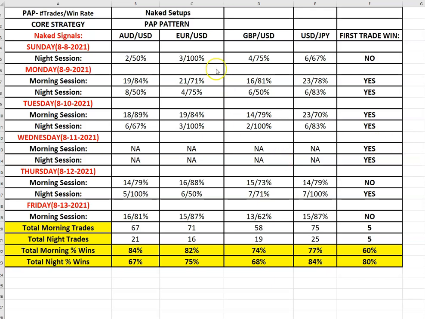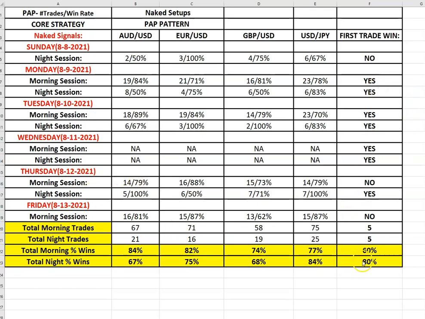All right. So as you know from last week, I was trading the US yen and the Euro US. You can see they were very good this week. I'm going to continue to do that as we move into this new week. So I'm going to continue to focus on the US yen and the Euro US.